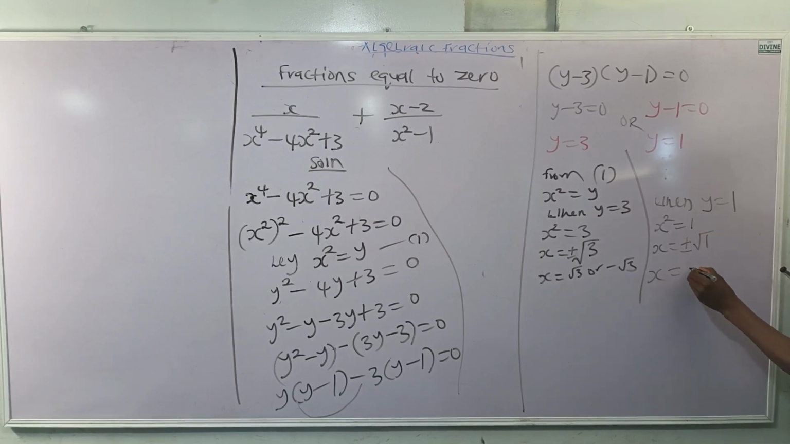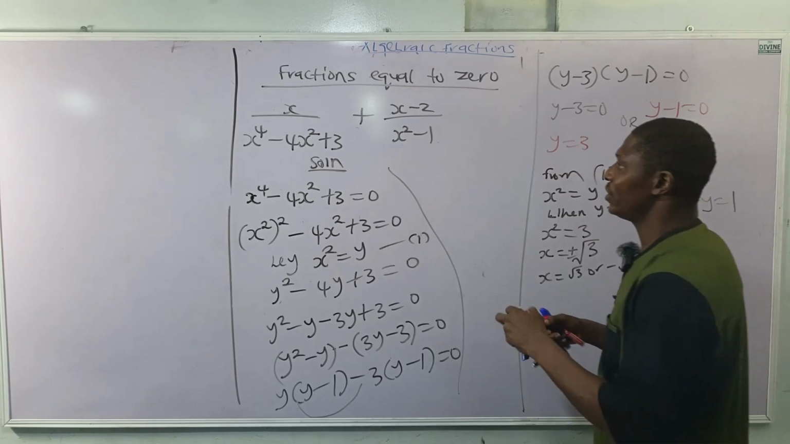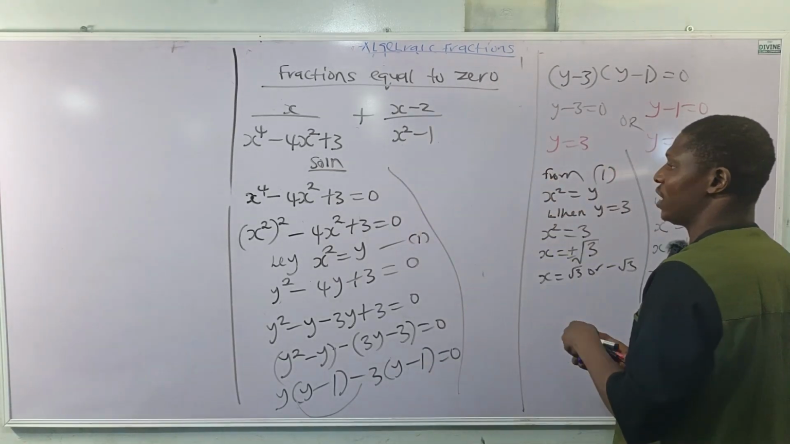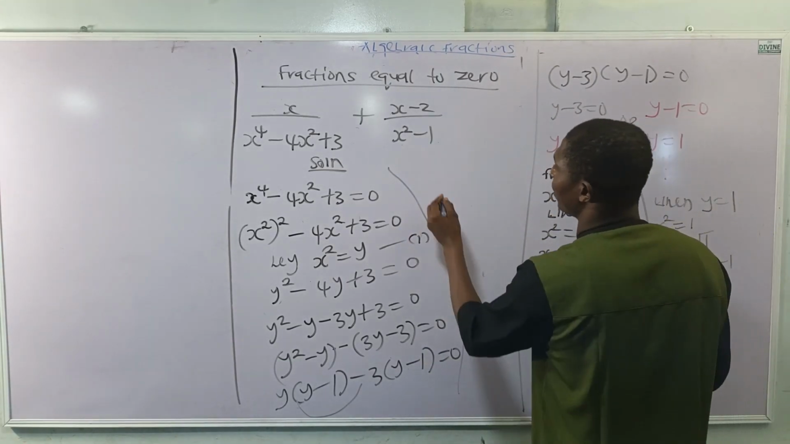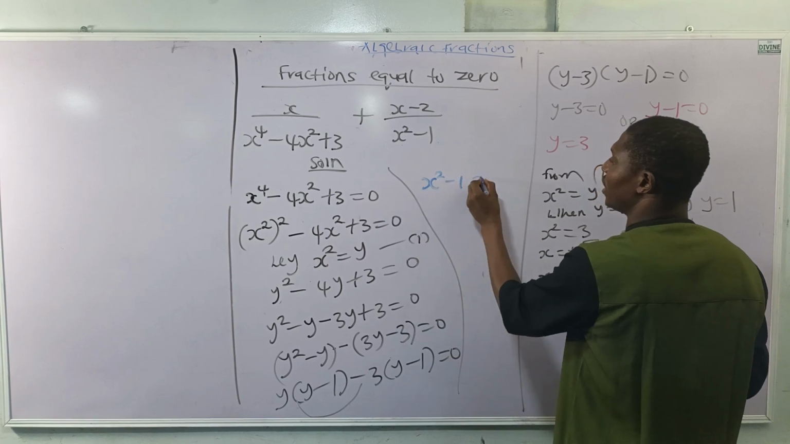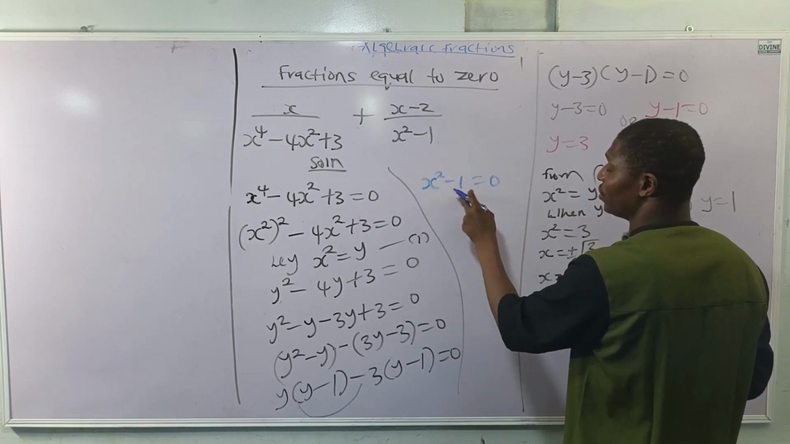And x will be equal to 1 or minus 1. And it doesn't end here. We're also going to do the same for x squared minus 1. So for x squared minus 1, we have x squared minus 1 equal to 0. This can be solved using the difference of two squares.